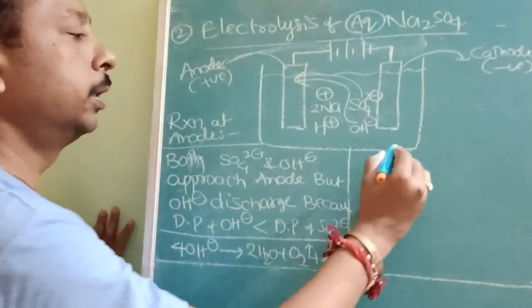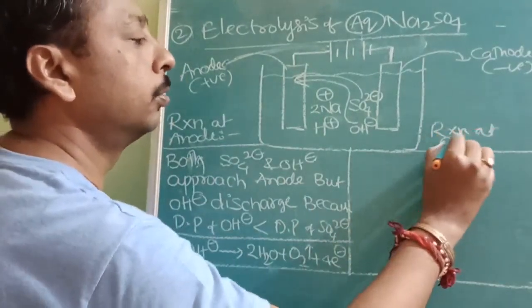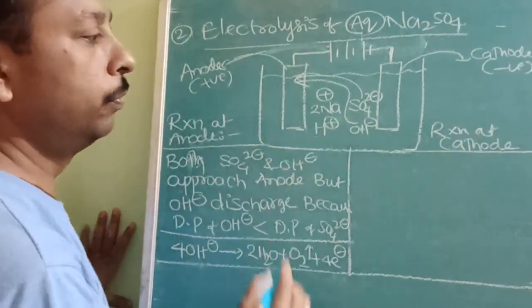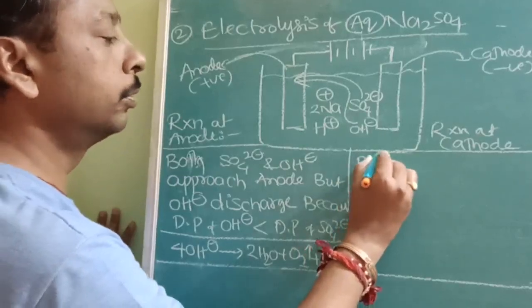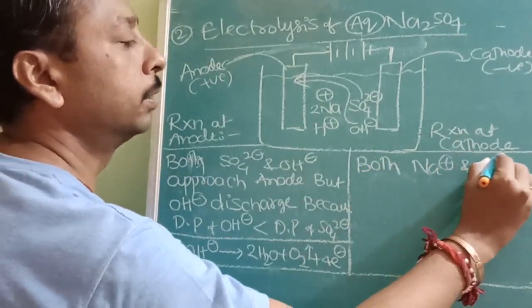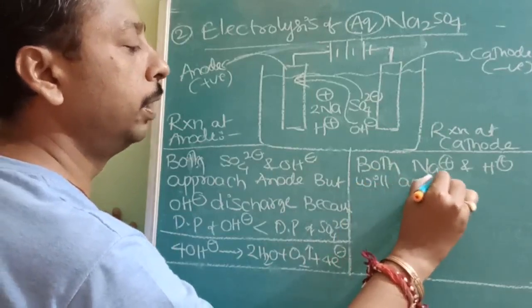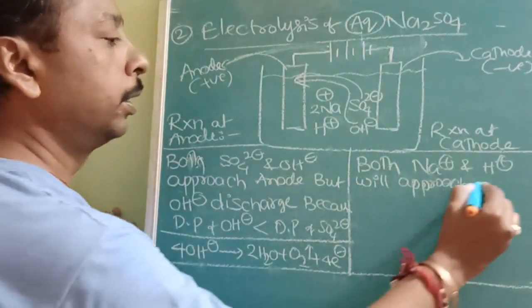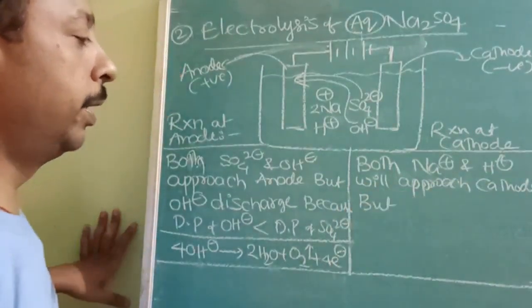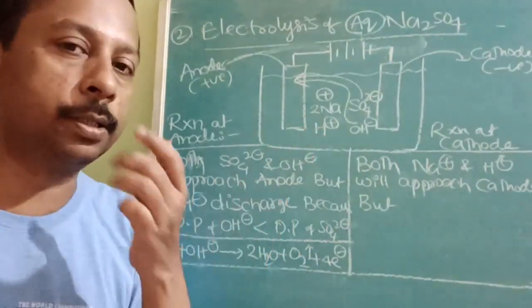Now let's see about the cathode. Reaction at cathode. Who will approach the cathode? Here also the same explanation applies. Both Na plus and H plus will approach the cathode. Now tell me, who is better to discharge? See that series: which is easier to discharge, Na plus or H plus?